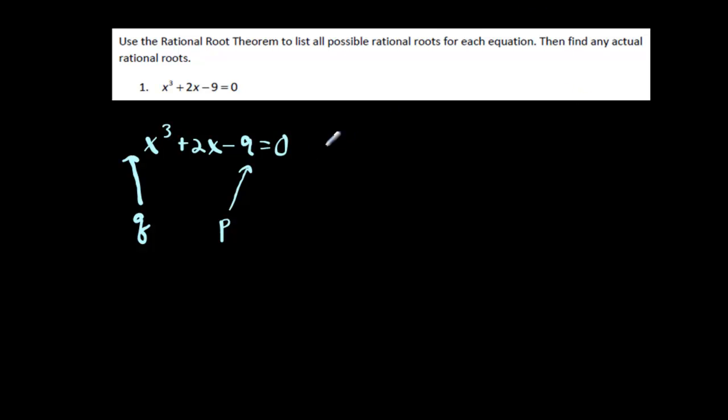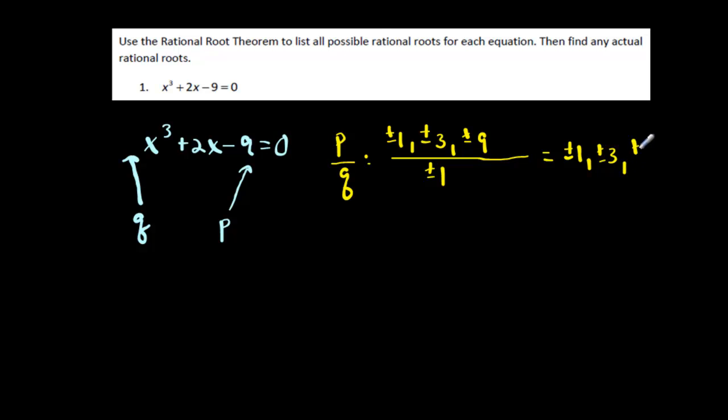And what the p and q do is you want to find all of the possible factors of p, which are the factors of 9. So we're going to have 1, 3, and 9. Then we want to write down all the factors of q, which is 1. So our list is going to be 1 over 1, 3 over 1, and 9 over 1, which simplifies down into positive and negative 1, positive and negative 3, positive and negative 9.